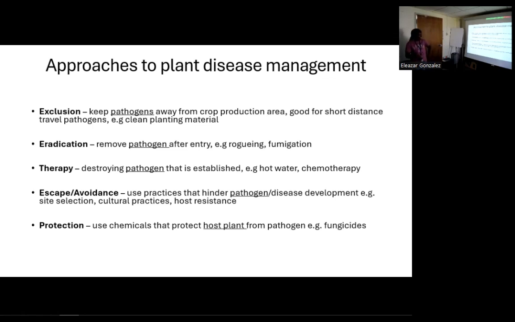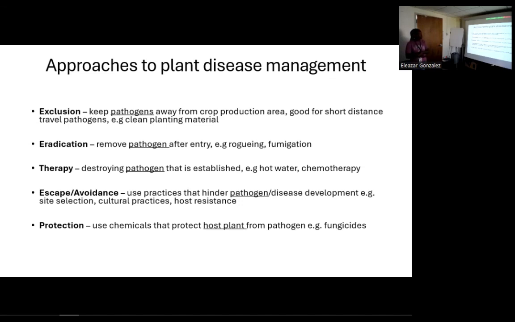And then we've also looked at practices like selecting a good site, good practices, and host resistance, which again will avoid your pathogen or hinder pathogen disease development. And then protection, if you're going to resort to that, using anything that will protect your host plant from pathogen infection or disease development.